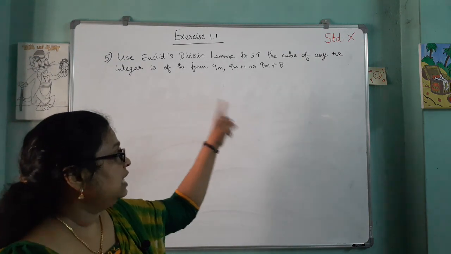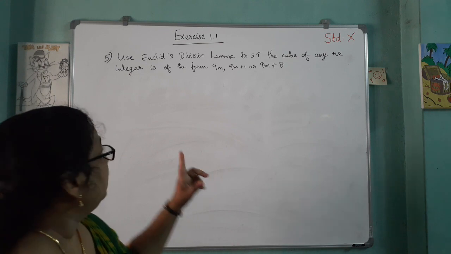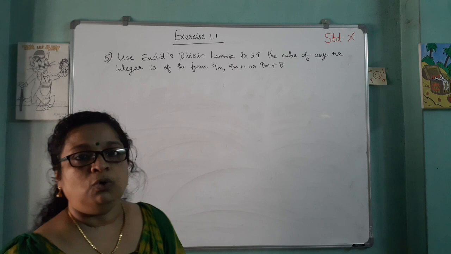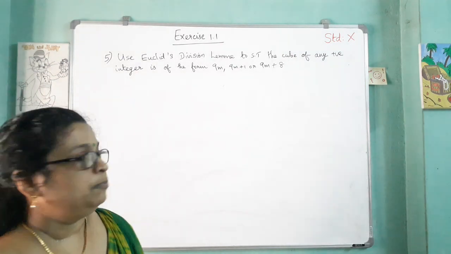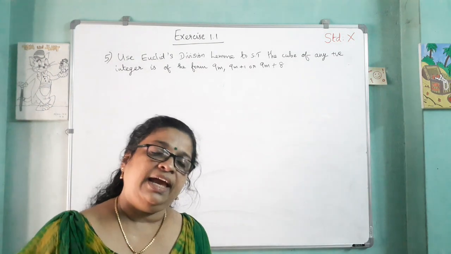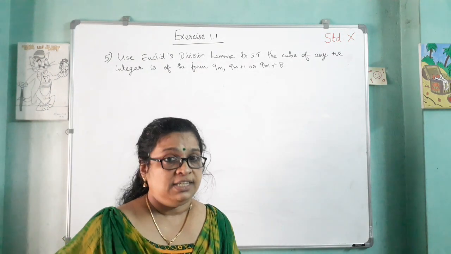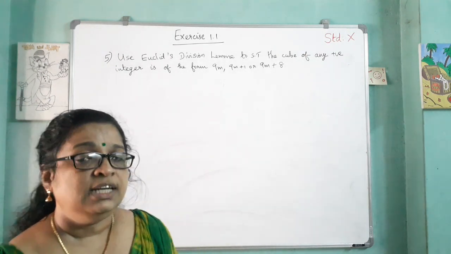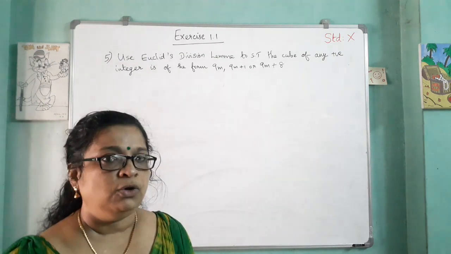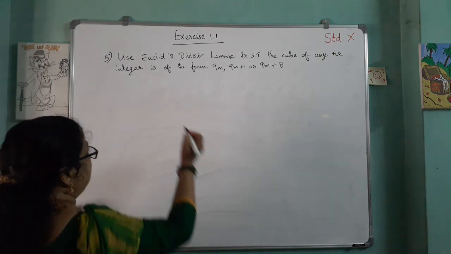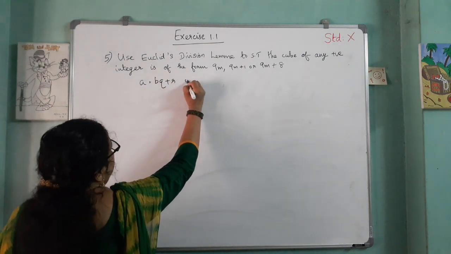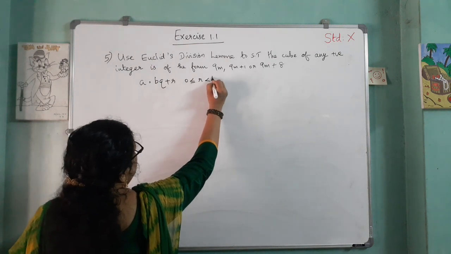So the last question of Exercise 1.1, fifth question: use Euclid's division lemma to show that the cube of any positive integer is of the form 9m, 9m plus 1 or 9m plus 8. That is, the cube of any positive integer. So we know that if a and b are any two positive integers, then there exist unique integers q and r such that a is equal to bq plus r, 0 less than or equal to r less than b.